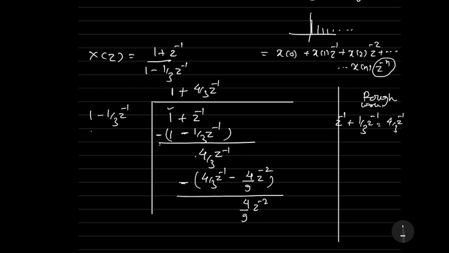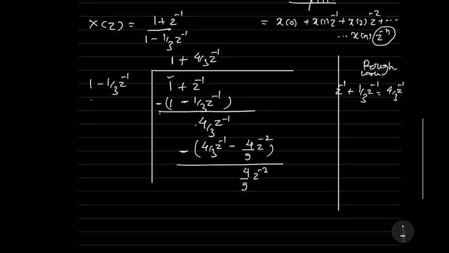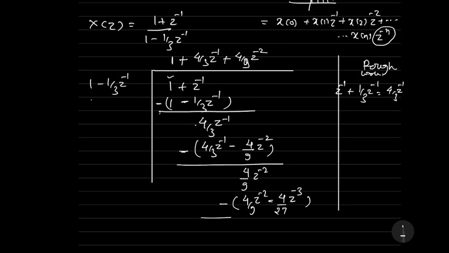Next, in order to cancel 4/9 z to the power minus 2, we multiply 4/9 z to the power minus 2 with the denominator. We get 4/9 z to the power minus 2 minus 4/27 z to the power minus 3. Now change the sign of this whole expression. We get the result 4/27 z to the power minus 3.